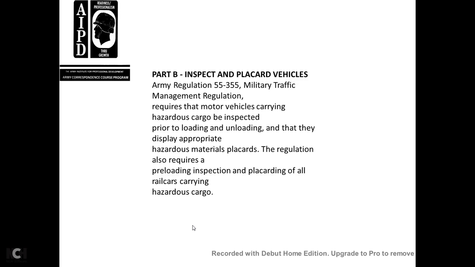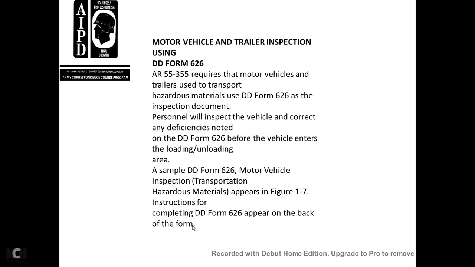Part B, inspection of placarded vehicles. Army Regulation 55-355 and the Military Traffic Management Regulations require motor vehicles carrying hazardous cargo to be inspected during loading and unloading, and to display appropriate hazardous material placards. The regulation also requires the preloading inspection and placarding of all rail cars carrying hazardous cargo. Motor vehicle and trailer inspection uses Department of Defense Form 626. AR 55-355 requires motor vehicles and trailers transporting hazardous materials to use DD Form 626 as an inspection document.